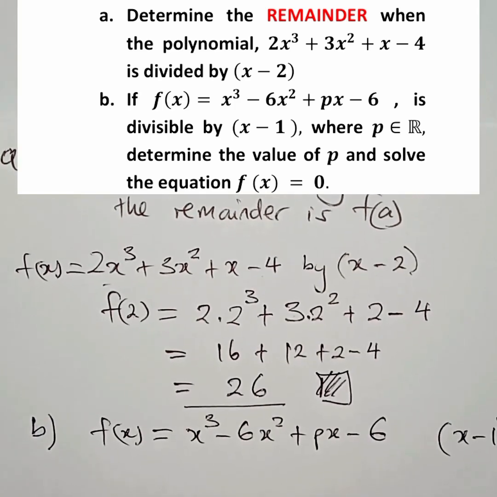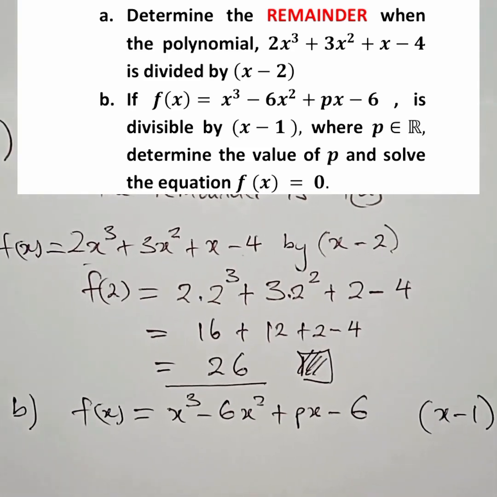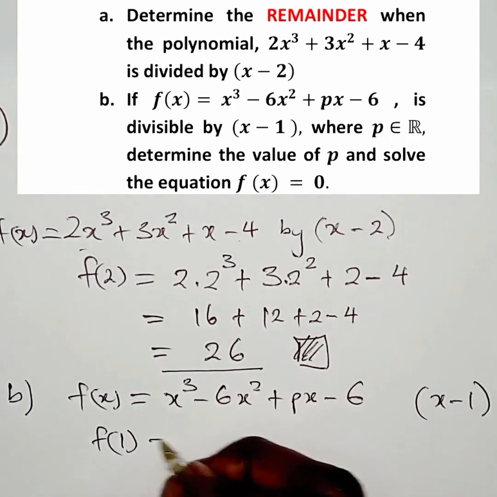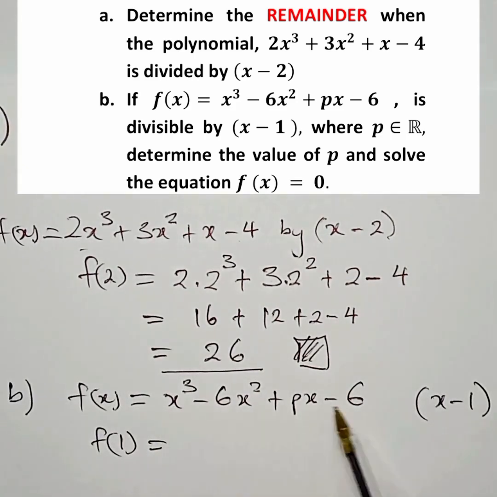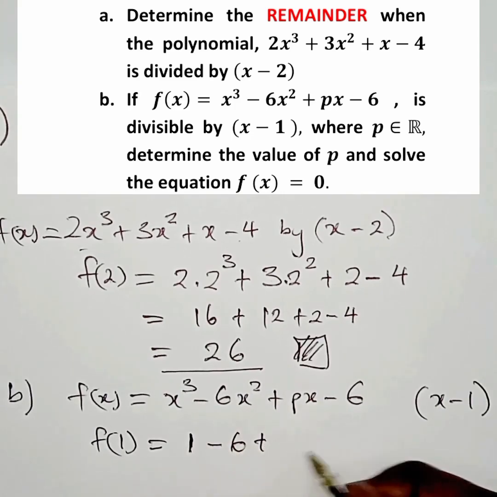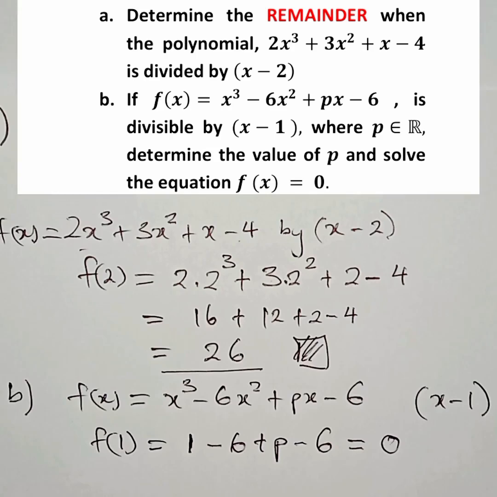Right, now we can use again the remainder theorem. If this is divisible by that, that means we've got a remainder that is 0. So 0 is a remainder when we divide this by that. All right, so now if we use the remainder theorem, we are going to say f(1) is equal to 0. So you're going to substitute 1 into that equation. You are going to get 1 minus 6 plus p minus 6, and that's supposed to give you 0 because the remainder is 0 since this is divisible by that.